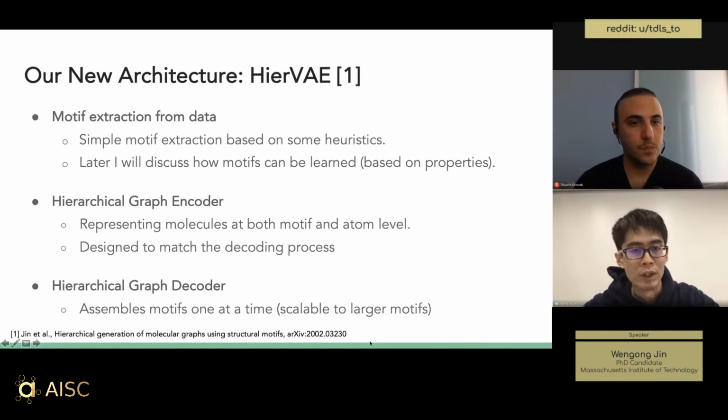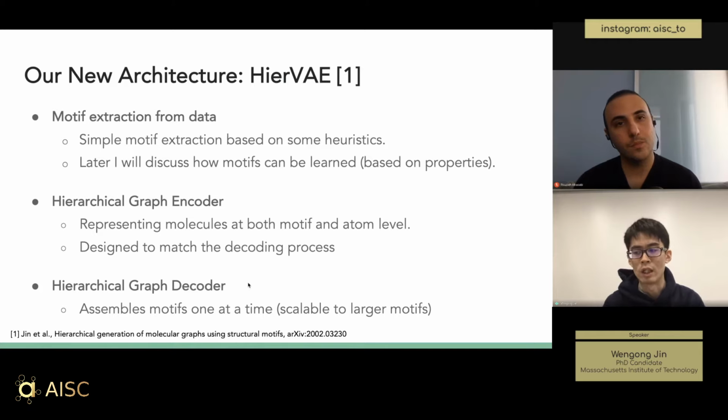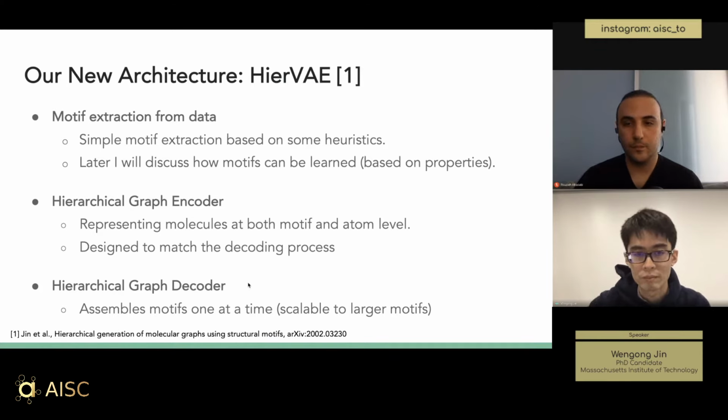The second component of our model is this hierarchical graph encoder, which represents molecules at both motif and atom level. It is designed to match the decoding process. The hierarchical graph decoder will assemble motifs one at a time, and it is scalable to larger motifs. So let me go through and elaborate on each of the components in more detail.